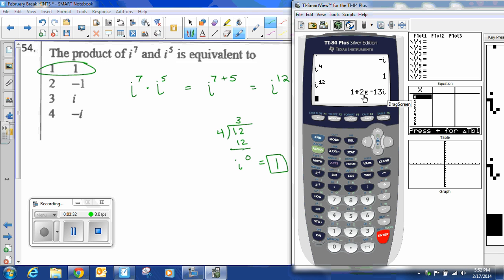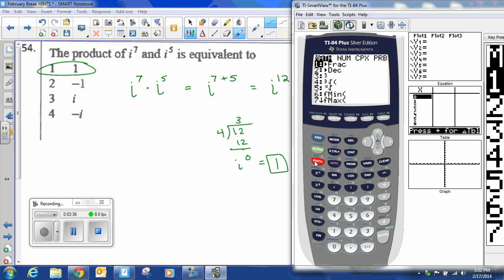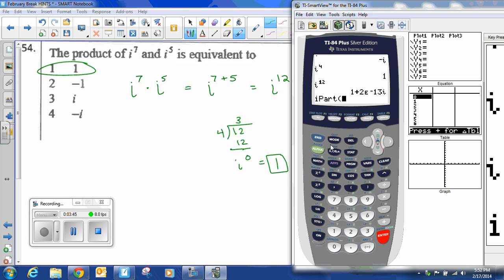Now, if you're uncomfortable with that, you can go to your math, find number, and find option 3. This is I part. Choose that. I'm going to plug in the previous answer that we got, and it gives us what the answer really means, which is 1.